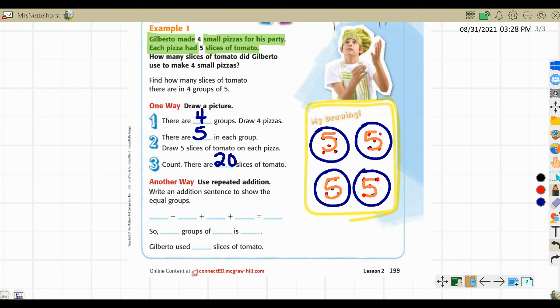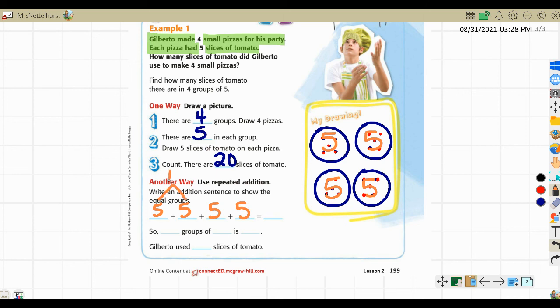Okay, now I can see 5 plus 5 plus 5 plus 5. So then I can write it down here. 5 plus 5 plus 5 plus 5. Well, I already counted them up. I can also show it mathematically.